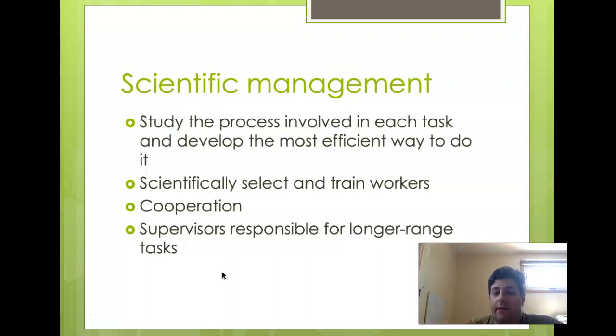So when it comes to scientific management, these are the key principles that Taylor saw. He thought that the task could be studied and the most efficient way to do it could be developed. And these exist today in terms of efficiency studies and things like that. He also thought that workers could be selected and trained to do specific tasks. That builds on the idea that we said a few minutes ago of Charles Babbage and even Adam Smith.